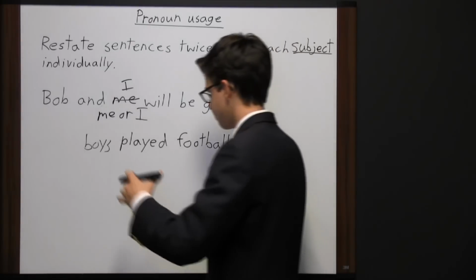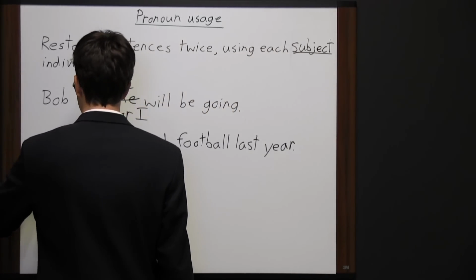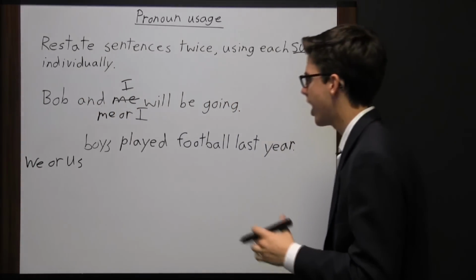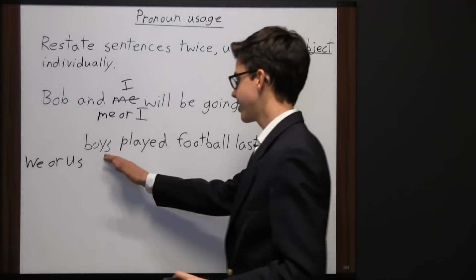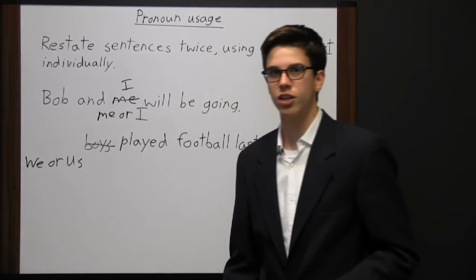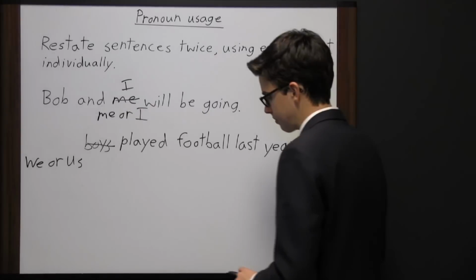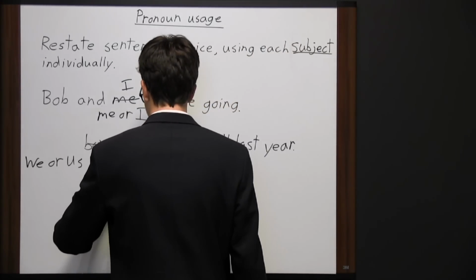Now here we need a pronoun as well. It's either going to be we or us. So we can try this out. We boys played football last year, or us boys played football last year. Well, immediately we notice that boys doesn't sound correct here. In fact, we need to eliminate boys, because you never want to use a pronoun and its antecedent next to each other. Like, say, for example, we were talking about somebody named Tim.